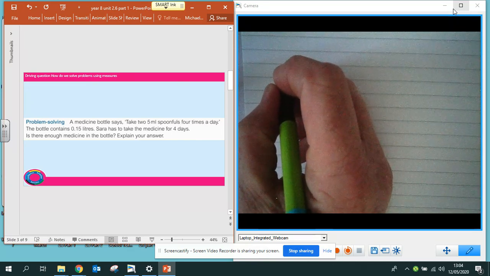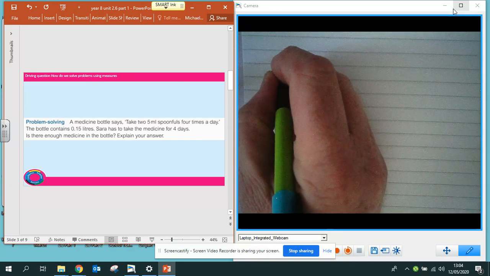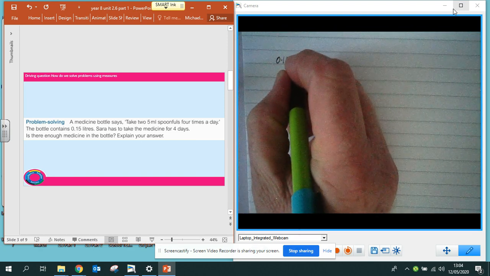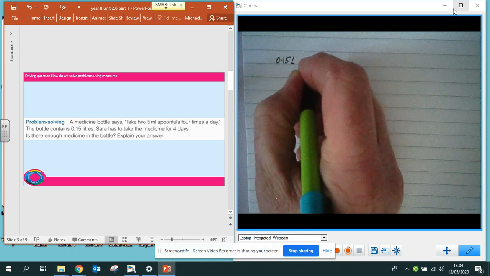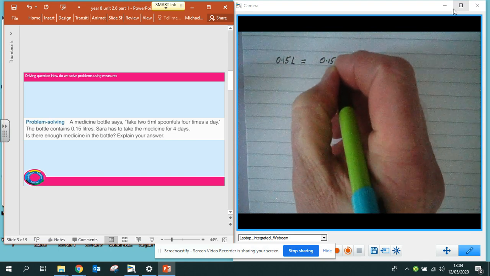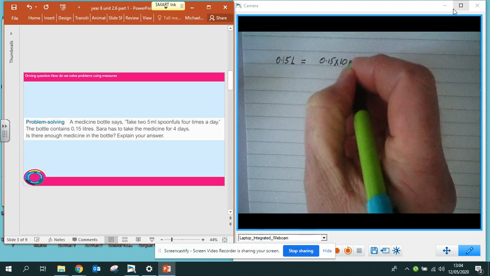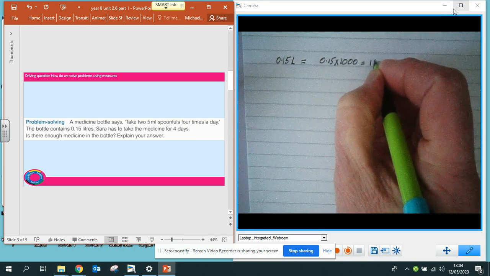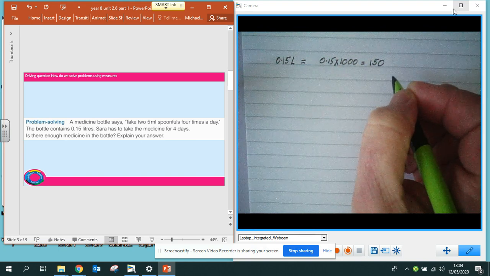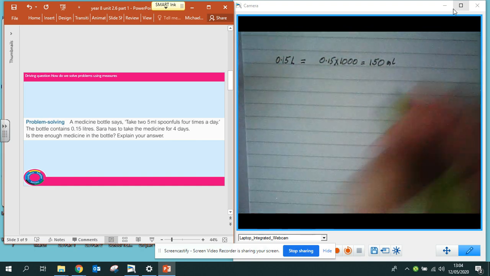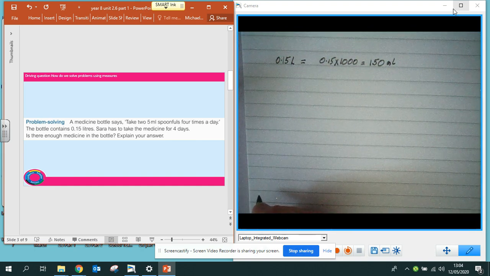Okay, so we're going to start by working out that 0.15 of a liter equals 0.15 times 1,000 equals 150. I've multiplied it by 1,000, so this must be milliliters. So that's how many milliliters there are in the bottle.